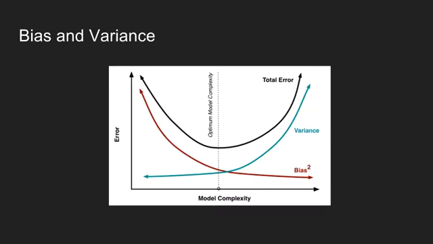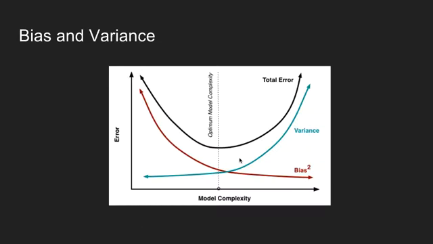Any questions about that? And so what you can do in this case is run k-fold validation at different levels of model complexity, get the data points for the bias and the variance, plot those, and then just find the minimum of this total error graph.